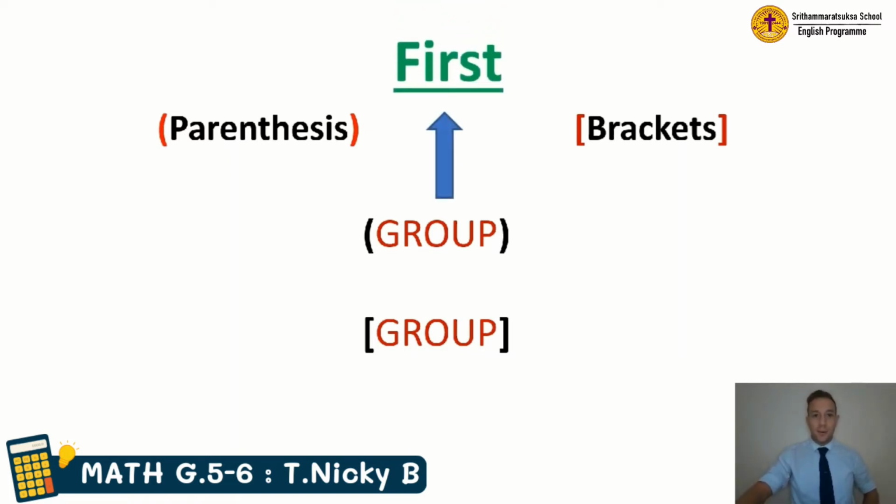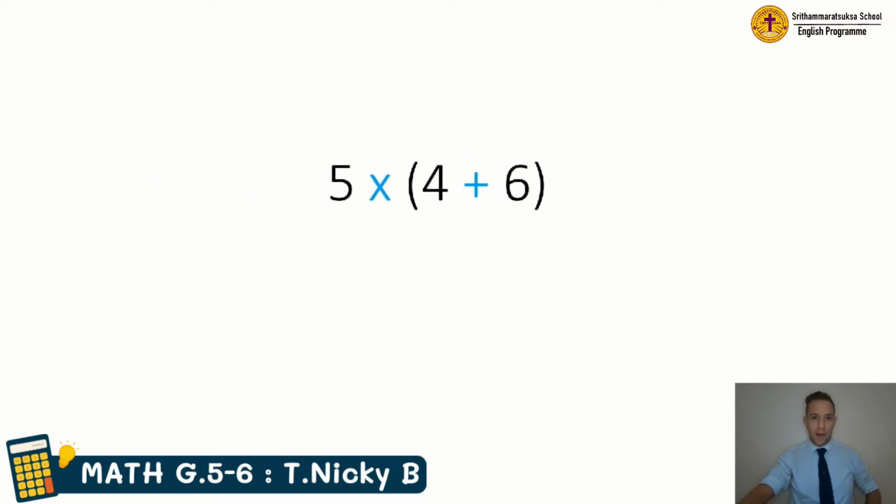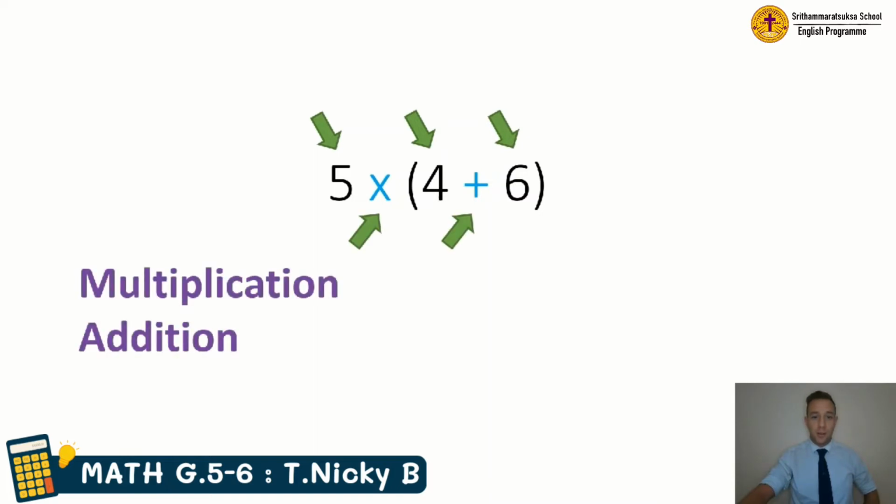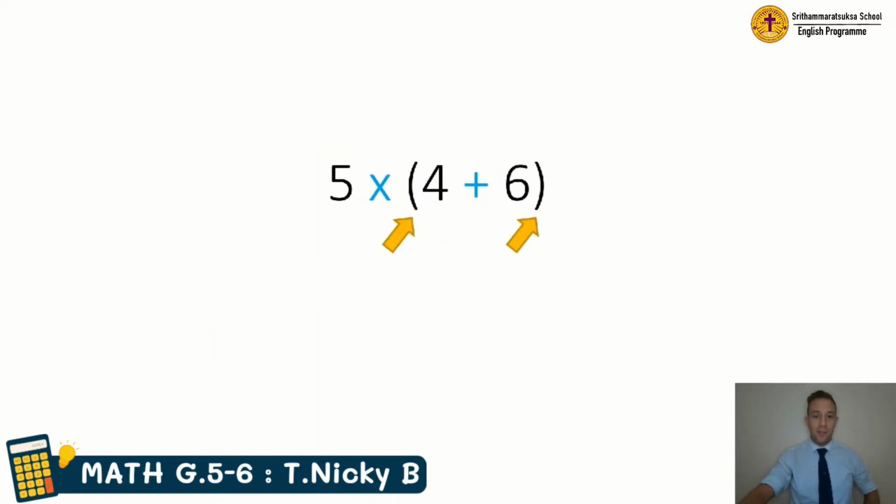Alright, let's look at the problem on the screen. 5 multiplied by (4 plus 6). In this problem we have 3 numbers and 2 operators, multiplication and addition. We also have a set of parentheses, and we know inside of the parentheses it's a group of numbers and operators that we must do first. So let's begin. 4 plus 6 is 10. 5 multiplied by 10 is 50.